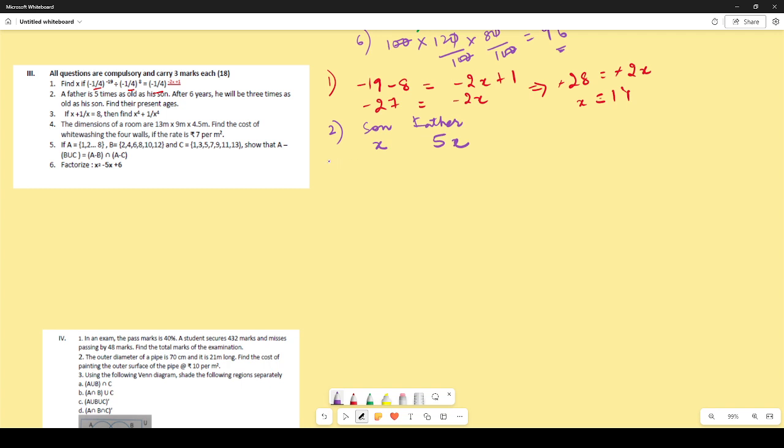After 6 years, now we see plus 6 years. This becomes x plus 6. This becomes 5x plus 6. Now what does the equation become? He will be 3 times as old as his son.